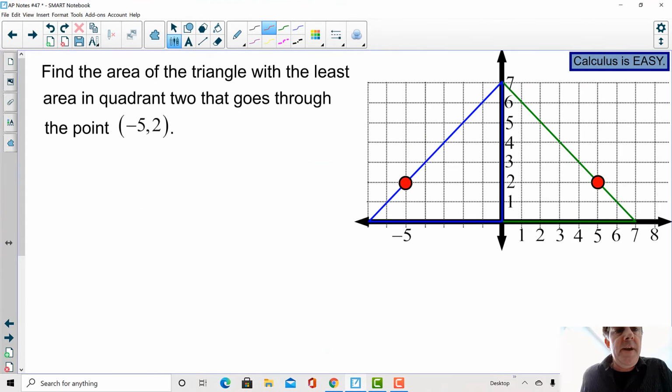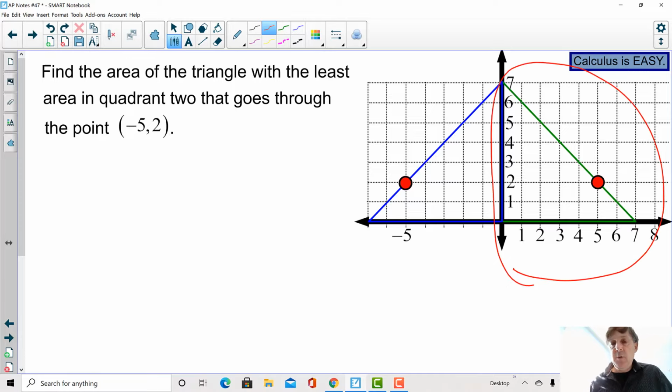Okay, here it says find the area of the triangle with the least area in quadrant 2 that goes through the point -5, 2. Now, if you look on the right, I'm showing you an alternative way of doing it. The area on the left would be the same as the area on the right. So that might be easier to actually calculate. Remember, all they want you to do is find the area. So the triangle on the right would have the same area as the triangle on the left.